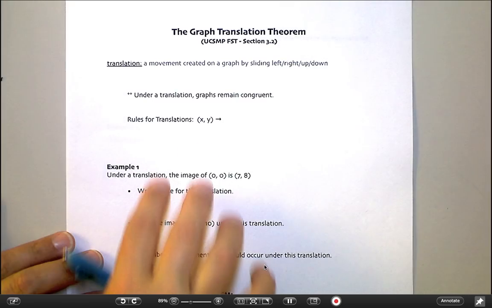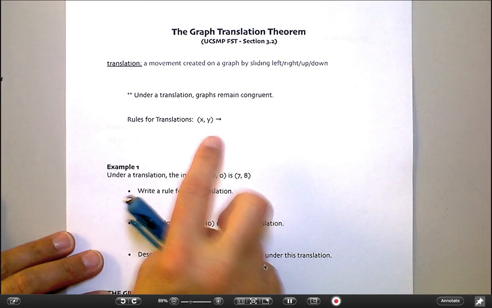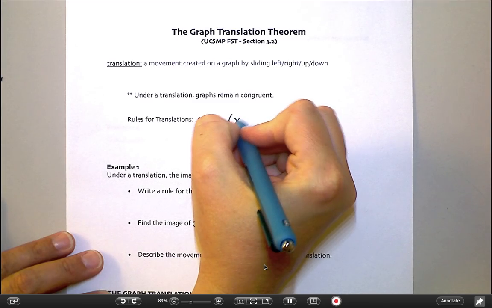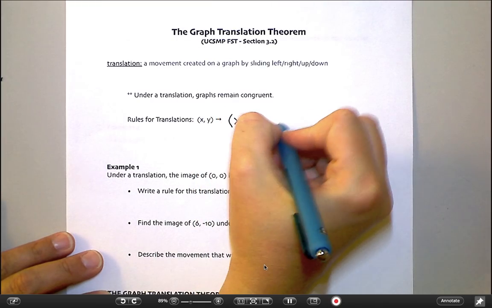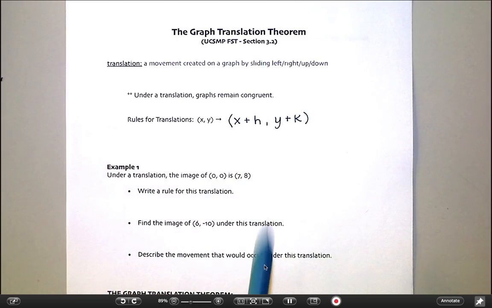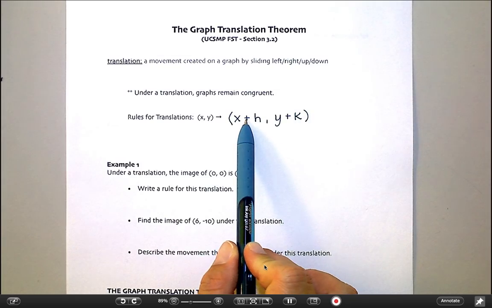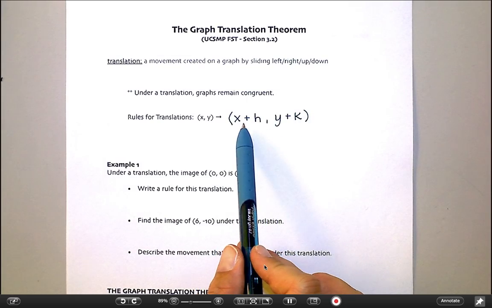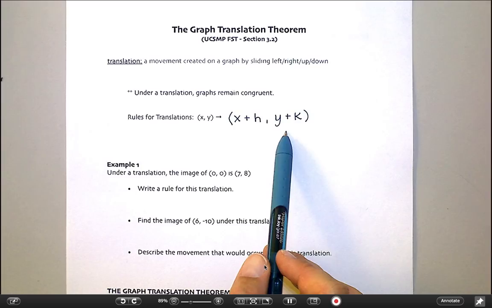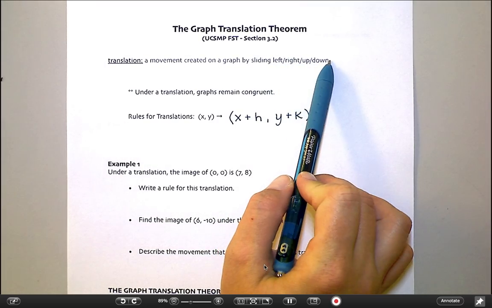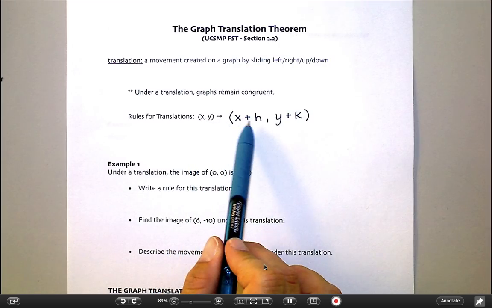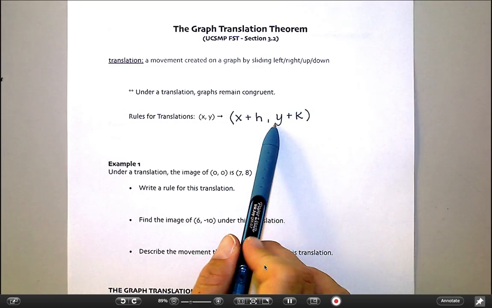So when we're doing translations, mathematically, what we're actually doing is taking this (x, y) and adding or subtracting from those coordinates. And we use our old friends h and k here to represent whatever we're adding or subtracting. Addition in a rule is going to make us move to the right. Subtraction is going to make us move to the left. Or in terms of the y, addition would make us move up and subtraction would make us move down. So that covers all four of these. And so what this rule is really saying is that we're taking the coordinate (x, y) and translating it to this new location where we're adding h to x and adding k to y.